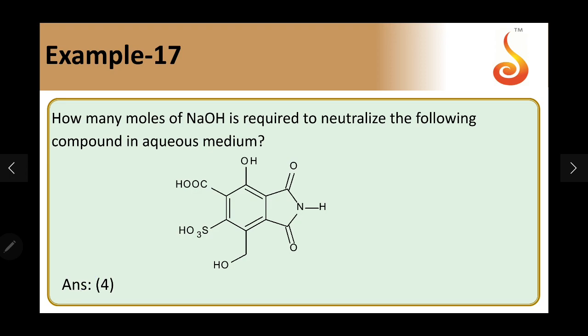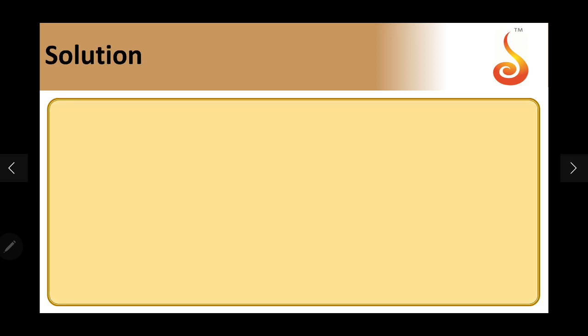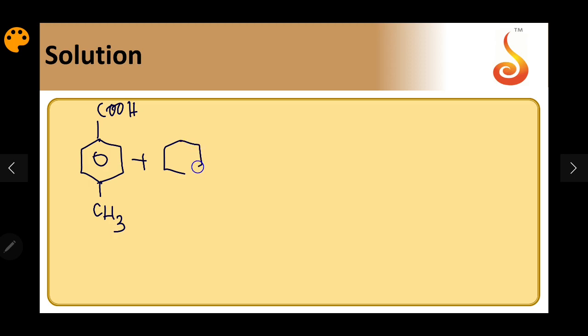Example 18. Identify the major product in the following reaction. So we'll go to the solution. The given question is, you have a benzoic acid molecule with methyl, and one more reactant is one more benzene ring, CH, single bond, N triple bond N with a plus and a minus sign here.